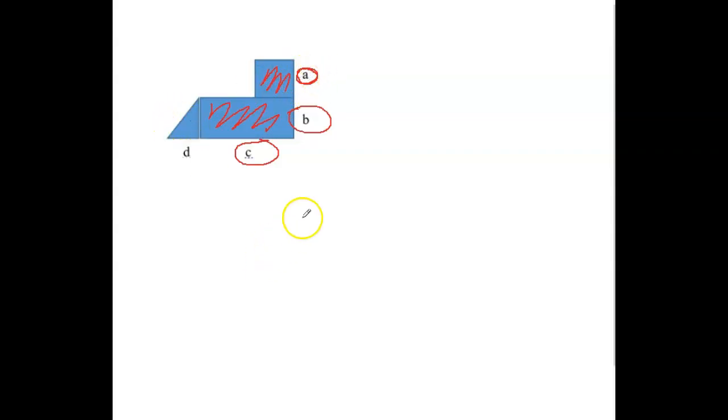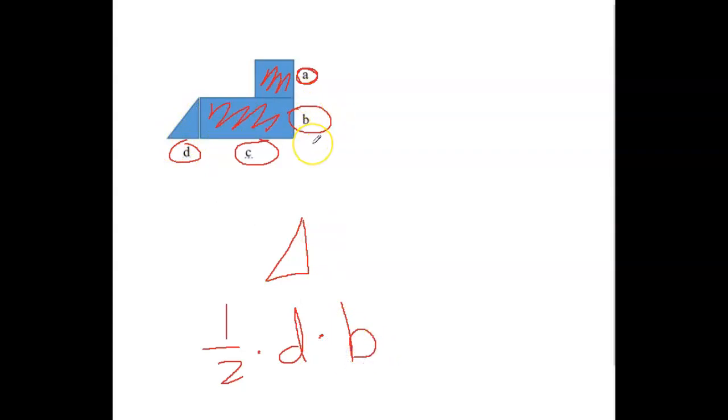And then for this triangle over here, you need 1/2 times the base, which is labeled as D, and then times the height, and you have to look over and see that the height is going to be the letter B, whatever that value is for B. And so once you get those three separate shapes, the area of each of them individually, add those three areas together, and you can get the area of the entire shape.